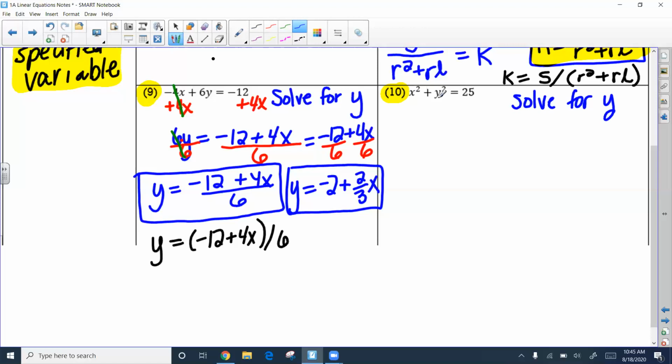So if I'm trying to get the y by itself, here's the y. I am going to have to get rid of the squared, but before I can get rid of the squared part, I have to get rid of the x squared that's added to it. So to get rid of x squared, I would have to subtract x squared. And of course, whatever I do to one side, I do to the other. So here, the x squareds would add up to 0. And we would be left with y squared equals 25 minus x squared.